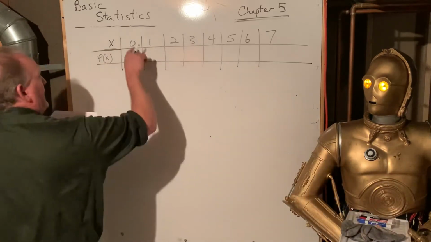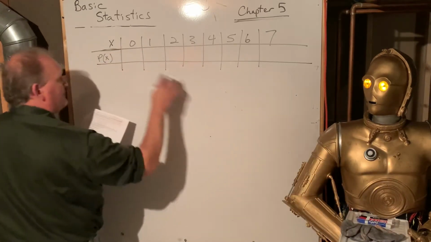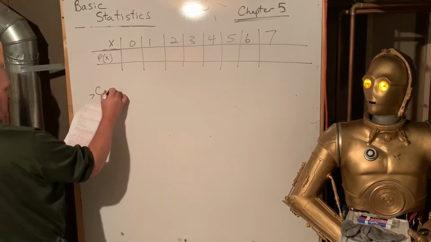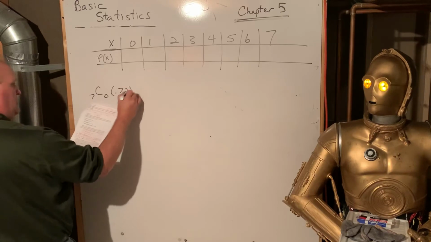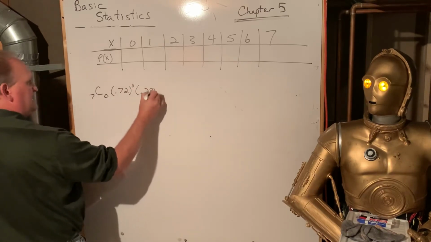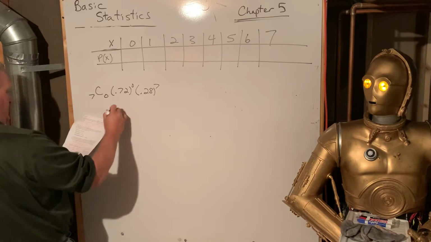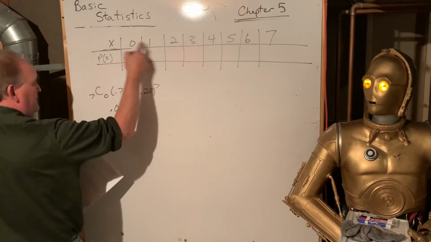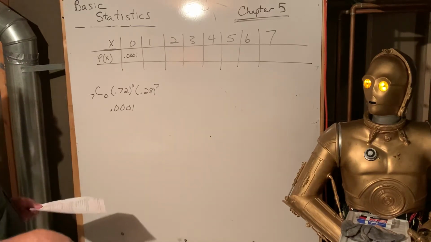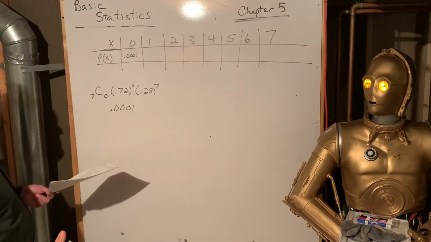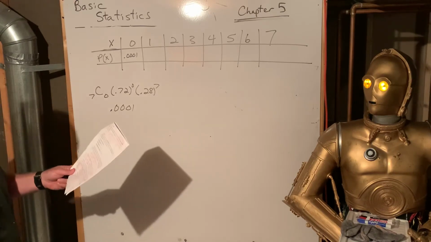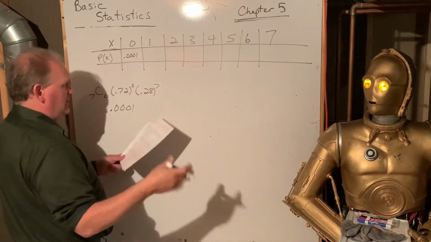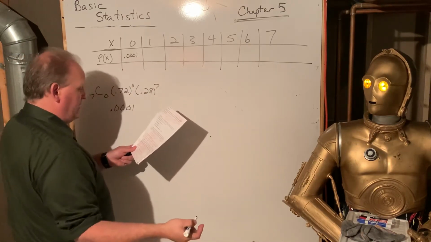So just so you know what's happening here, each one of these I'm going to make a probability based on this. So this would be 7 choose 0 and 0.72 to the 0 power and 0.28 to the 7th power. And that would be 0.0001. So it's not very likely that none of the 7 randomly chosen out of a group would be employed. It can happen, but it's really unlikely. 0.01% chance of that occurring. That none of them actually have a job.